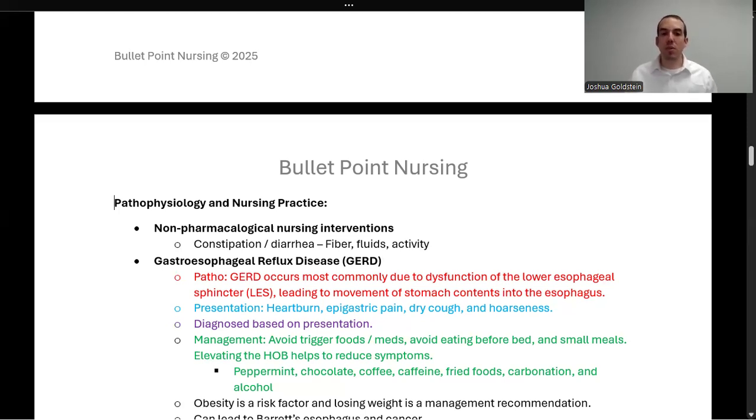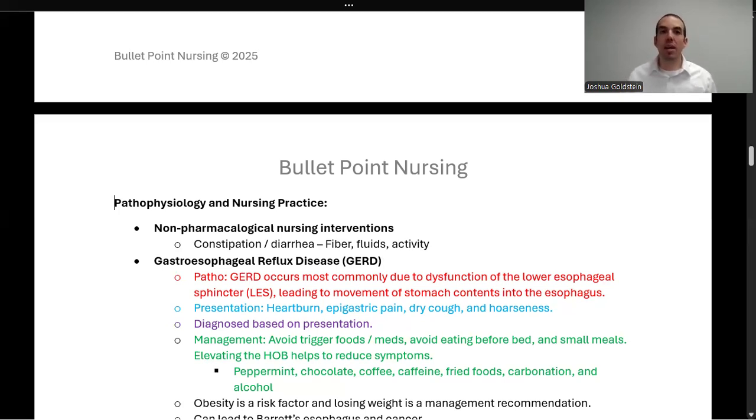First of all, we avoid trigger foods. Most patients have the foods that make it worse for them, and we educate them on figuring out what those are and avoiding them. Next, we also teach patients not to eat before bedtime, mainly because when we go to bed, we lay flat, which means that if the sphincter is not doing a good job, then hopefully when we're at least standing or sitting, gravity can keep the food from coming from the stomach back up into the esophagus. When we lay flat, that's a problem.